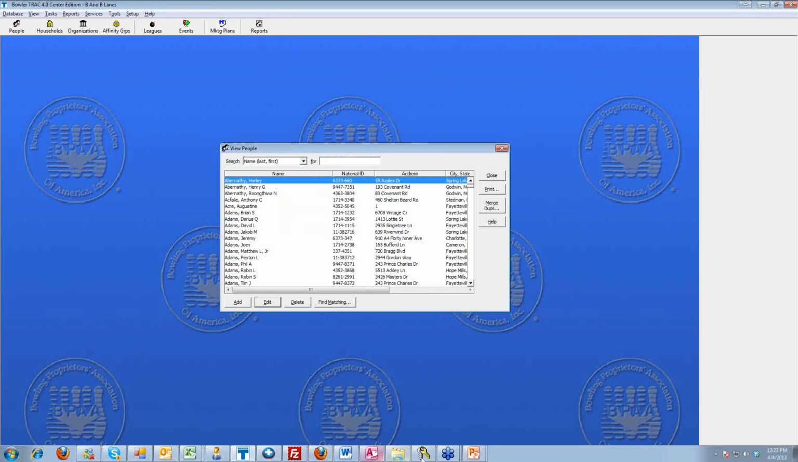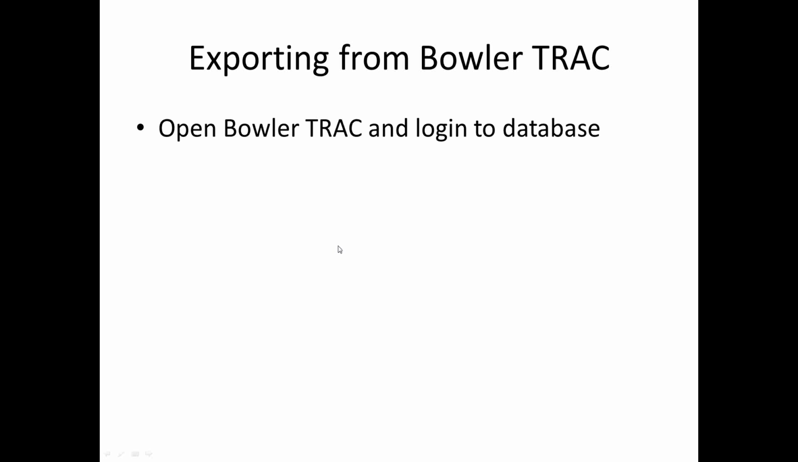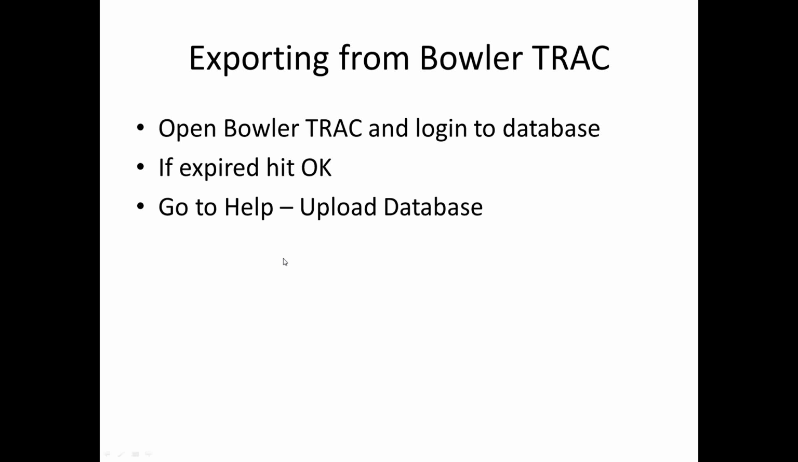Okay, just to go over that again, just to make sure we're all on the same page, to export from Bowler TRAC, you're going to open up Bowler TRAC, and you're going to log into the database. If it's expired, go ahead and hit OK, and then again, call us if you have an expired key, and we will give you a key that will last until September.